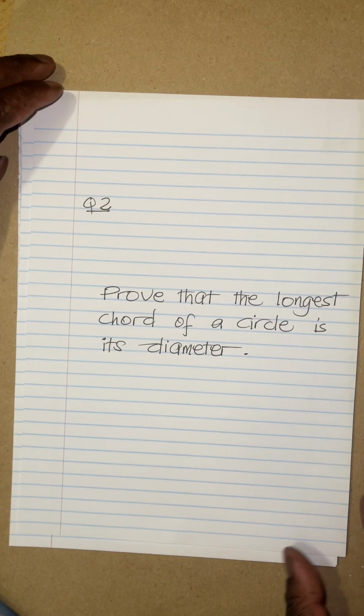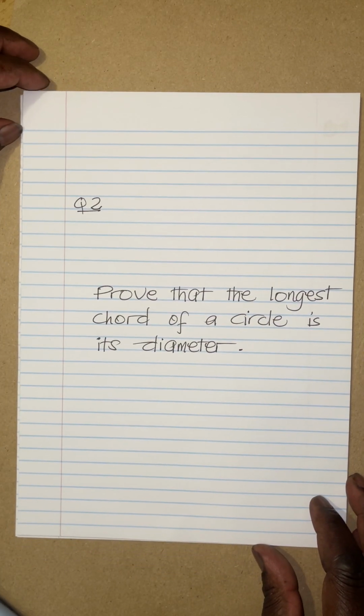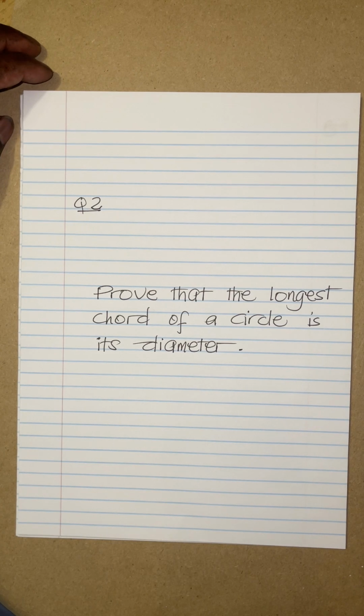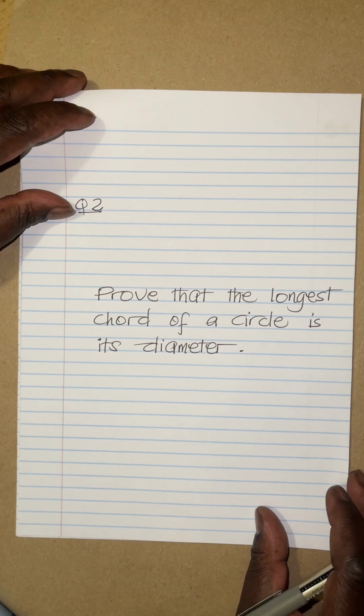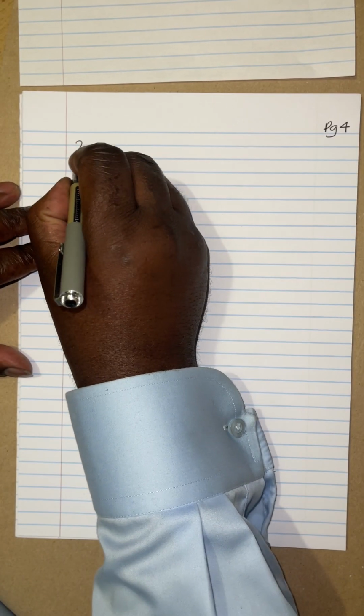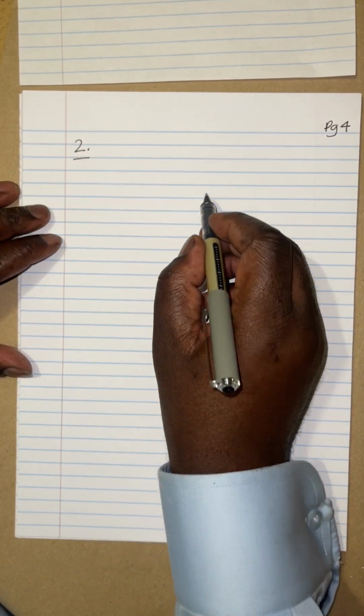Example number 2 we have is this one here. Example number 2, it says, prove that the longest chord of a circle is its diameter. Prove that the longest chord of a circle is its diameter. So now again, naturally we have to start from sketching a circle.